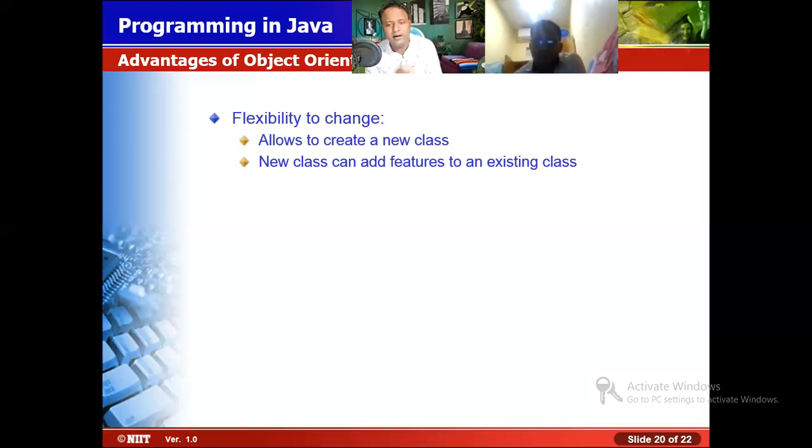Programmatically, we use this as inheritance. We will discuss it when we reach the inheritance chapter. Flexibility to change means you add the new feature in the existing class and convert or change it to the new one, or you create a new class. Conversion of Windows 8 operating system to Windows 10 is flexibility to change.